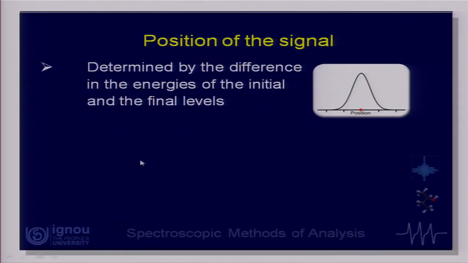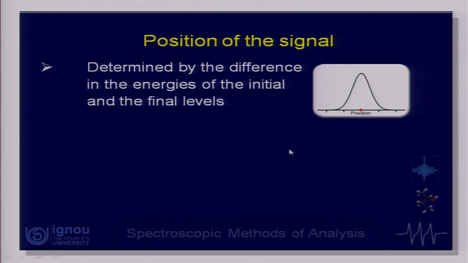Position. Position, as I just mentioned before, is determined by the difference in the energies of the initial and the final levels there. So, we have a typical band over there, and this red dot here is indicative of the position. When we talk about the position, we do not talk about the starting of the band or the middle of this or here or here. Typically the position refers to the maximum here. That means whatever the signal is coming, the maximum of that is typically characterized as the position of that.